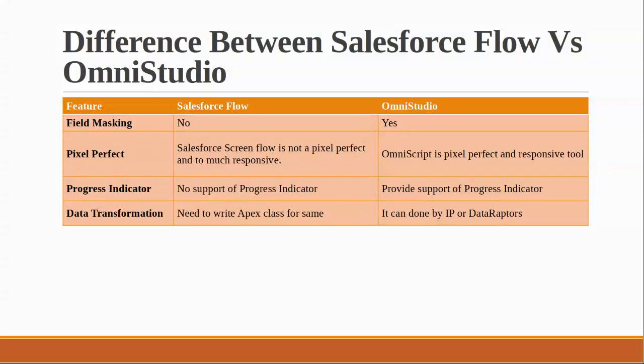And in Salesforce Flow, we have to write Apex classes to do the data transformation. Like if you want to truncate or transform the data, in that case you need data transformation. But in case of OmniStudio, it can be easily done by Integration Procedure and Interpreter, which are declarative tools. And Salesforce also suggests that always go for declarative tools whenever possible.